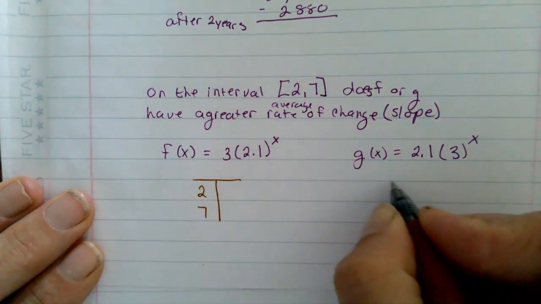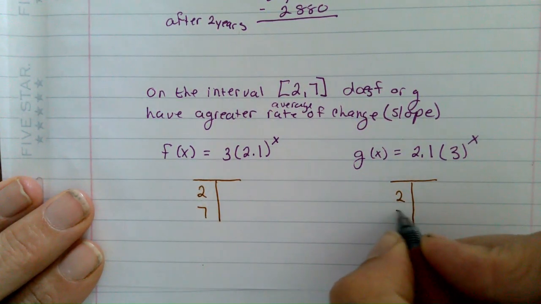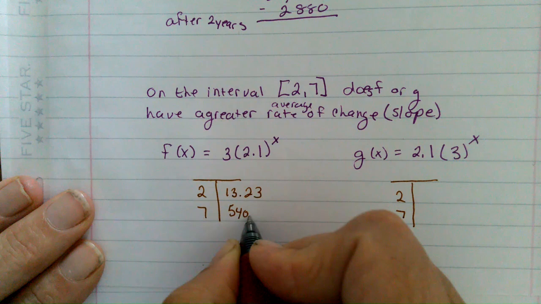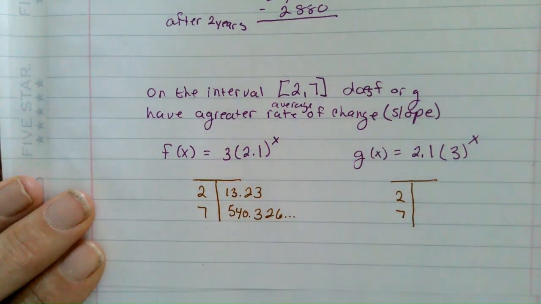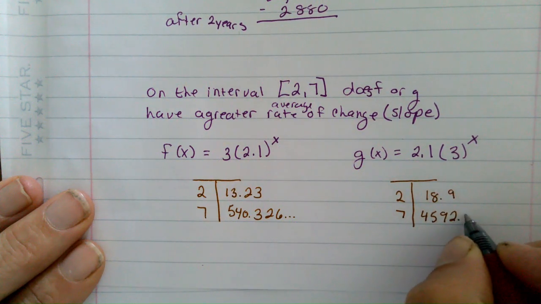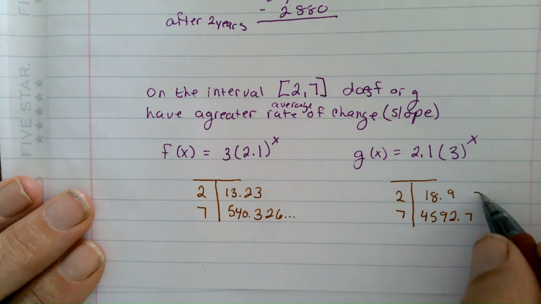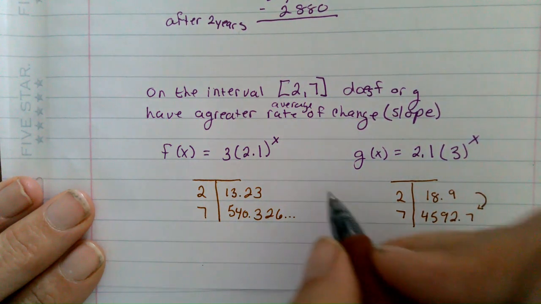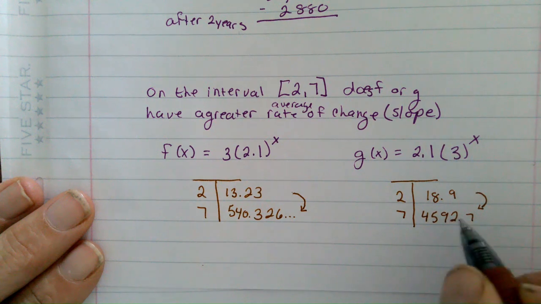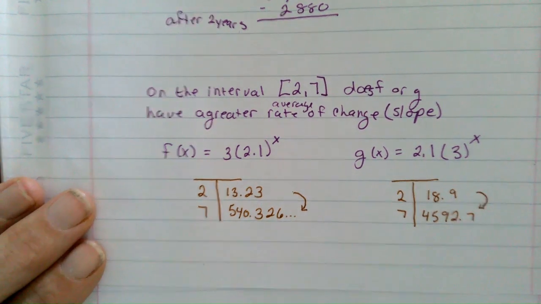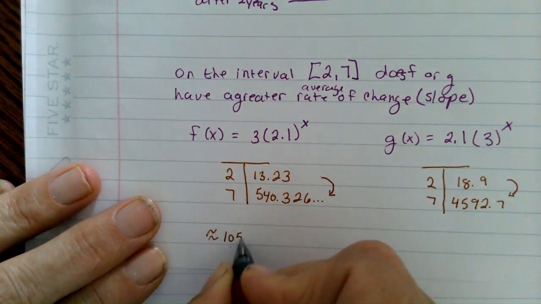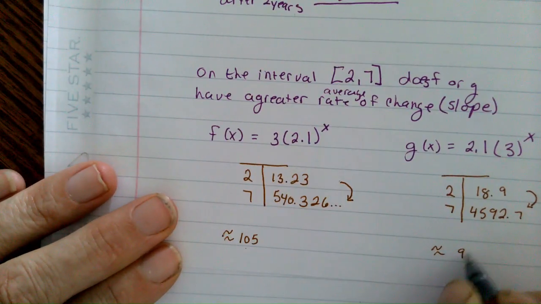So we just plug in 2 and 7. For f, we get 13.23 and 540.326, and that continues on. For g, we get 18.9 and 4,592.7. We can see right here, 18 to 4,592 is a bigger growth than 13 to 540. So we can already tell that g has the greater rate of change on this window. Could we go ahead and find the full slope? Yes, the slope of this one is approximately 105, and this is approximately 915.